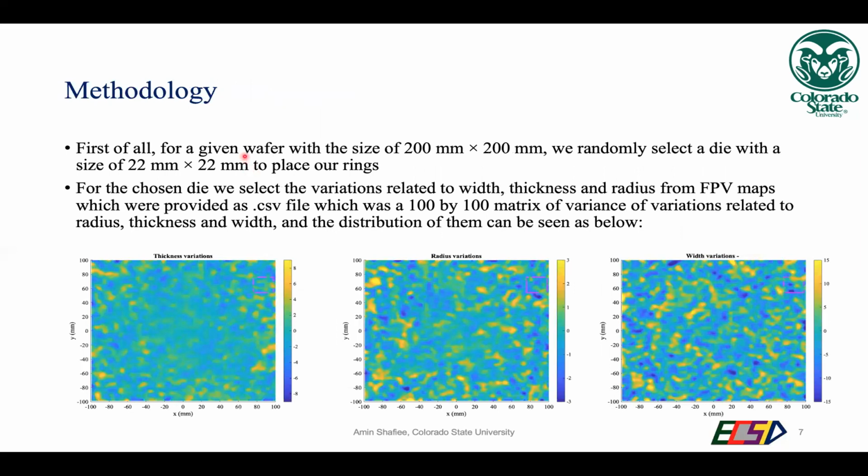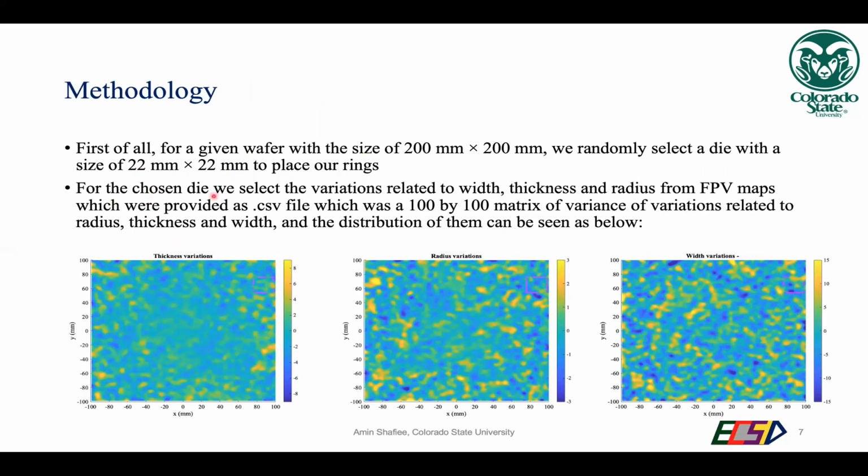First of all, for a given wafer with a size of 200 millimeter times 200 millimeter, we randomly select a die with a size of 22 millimeter times 22 millimeter to place our ring. This is the randomly selected die on the wafer.